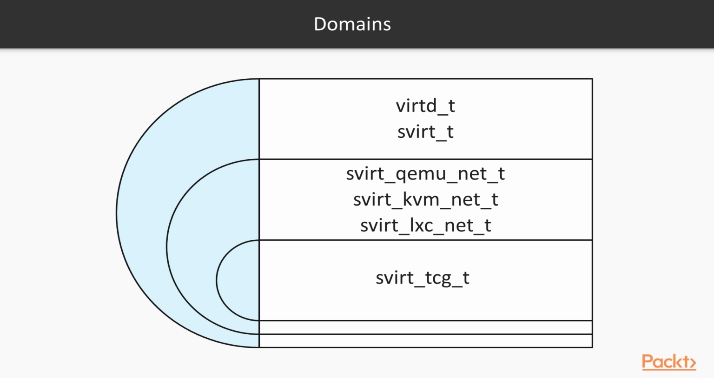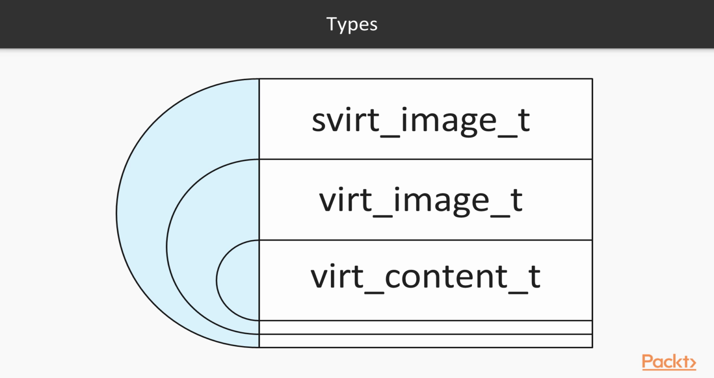The svirt_qemu_net_t, svirt_kvm_net_t, and svirt_lxc_net_t domains are used by guests that require more interaction with the host. The svirt_tcg_t domain is used by guests that require more flexible memory accesses. This is used for guests whose emulation or virtualization requires the use of a tiny code generator, or TCG. The svirt_image_t type is assigned to the image file that contains a guest's data. The virt_image_t type is assigned to image files that are not in use at the moment. The virt_content_t type is assigned to image files when they're used in a read-only fashion.